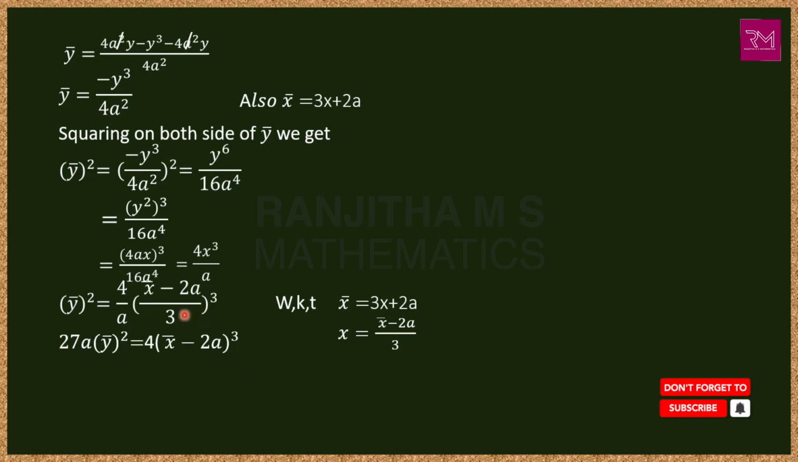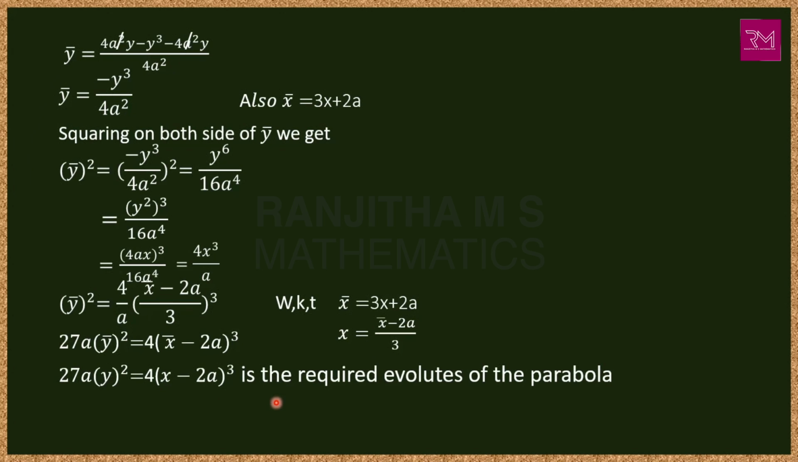Now we obtain an equation. This is an equation which represents the evolutes of a curve. Finally, we have to replace y bar by y and x bar by x. That gives the evolutes of a parabola, that is 27a into y square, which is equal to 4 into x minus 2a whole cube, is the required evolutes of a parabola. This completes the problem.